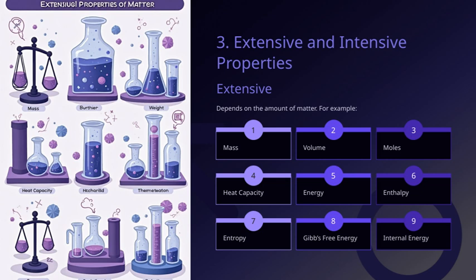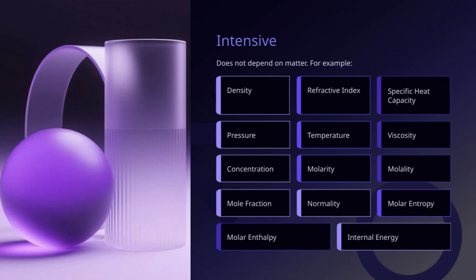Most of these properties can be classified as either extensive or intensive. Extensive properties, like mass and volume, depend on the amount of matter, meaning they change as you add or remove material. In contrast, intensive properties, such as temperature or pressure, remain the same regardless of how much material you have. Understanding whether a property is extensive or intensive helps us better analyze and predict the behavior of different systems in thermodynamics. Let's take a closer look at some key thermodynamic and solution properties.